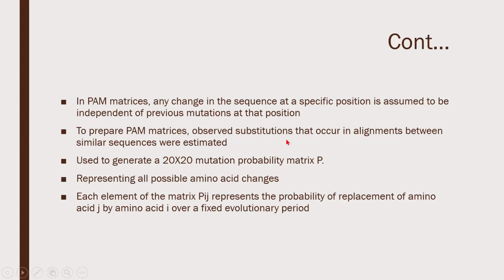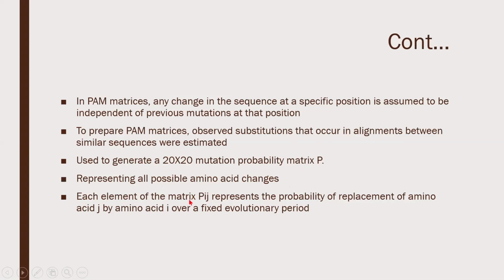The observed substitutions which occur in the alignments of homologous sequences are estimated. Then that information is used to generate a 20 by 20 mutation probability matrix, which we call P. This probability matrix P represents all possible amino acid changes. And each element of the matrix, I hope you all understand what a matrix is. In the previous class, I had shown you the simplest amino acid matrix. Obviously, that will be 20 by 20.